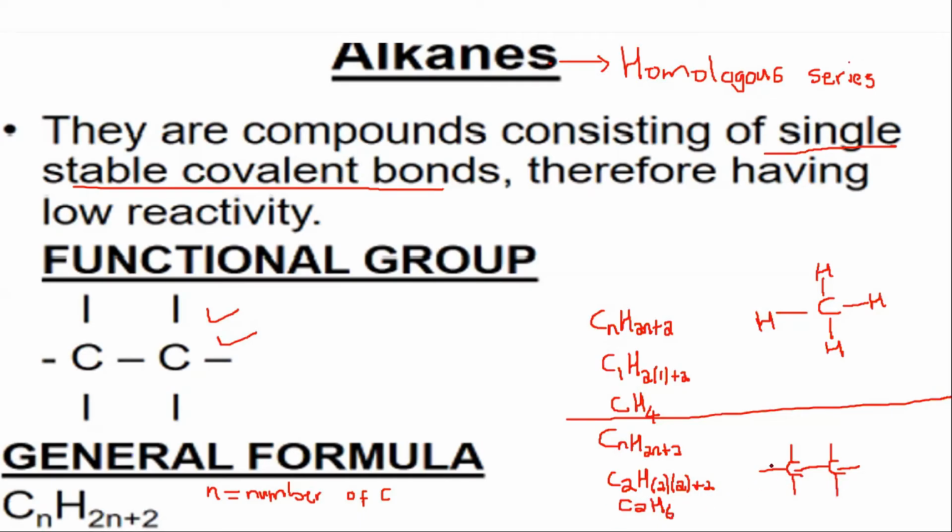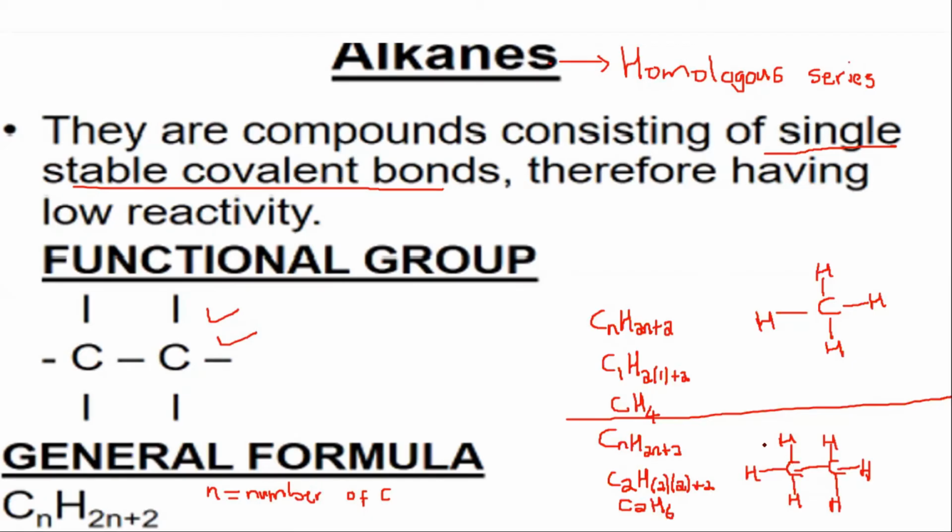It means the other remaining bonds are where I have to put my hydrogens. Then hydrogen number 1, hydrogen number 2, hydrogen number 3, hydrogen number 4, hydrogen number 5, hydrogen number 6. And we are definitely happy that we are getting 2 carbons and 6 hydrogens.